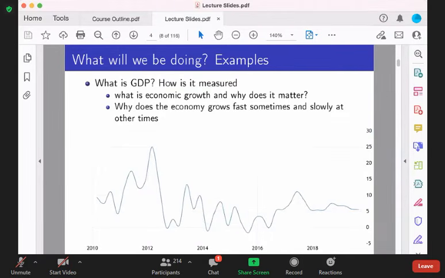word, GDP, gross domestic product. Oh, my voice is low. Let me see if I can project a little bit for you to hear. Can you hear me now? Can you confirm if you can hear me? Is it better now?